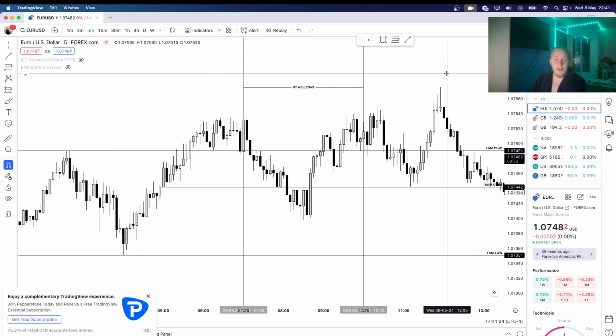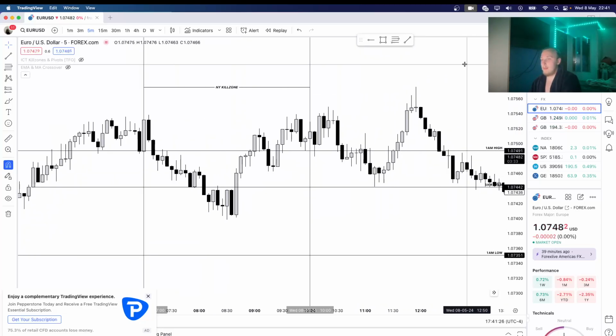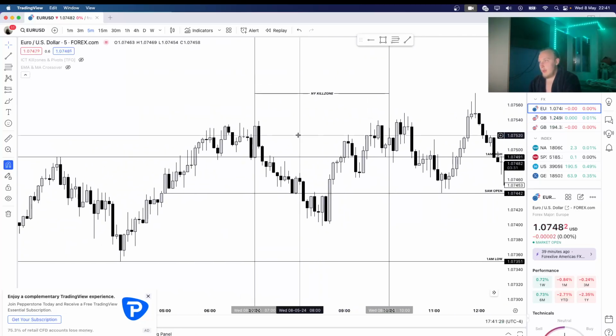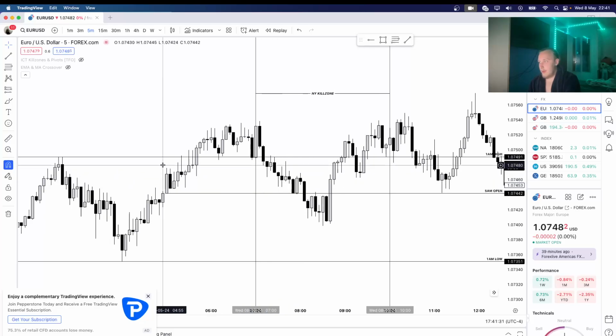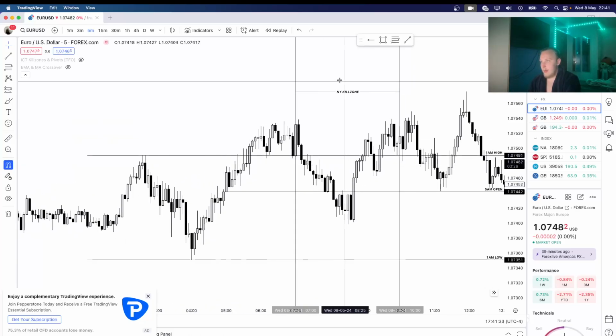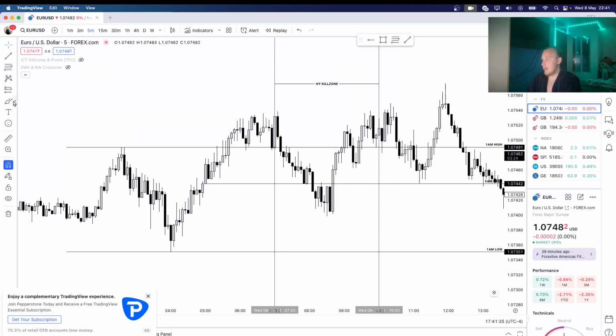Also, I'm surprised it even moved this much because it was a Euro bank holiday. Anyways, yeah, 5 a.m. open. This is the 1 a.m. high. So we could class this as bearish manipulation right here.